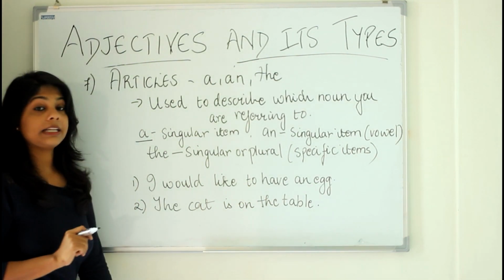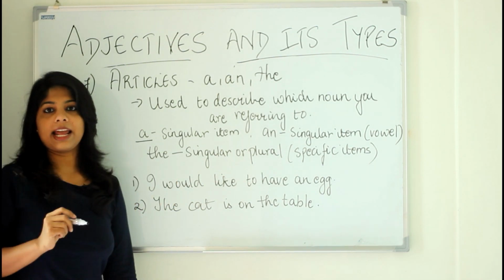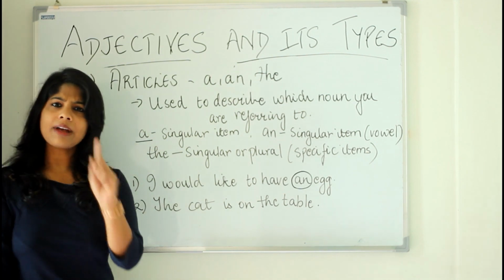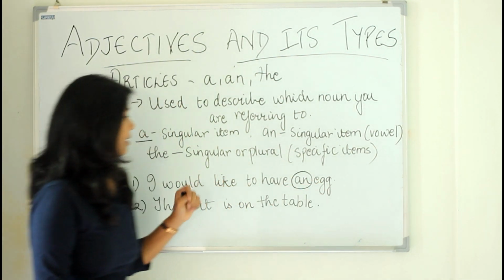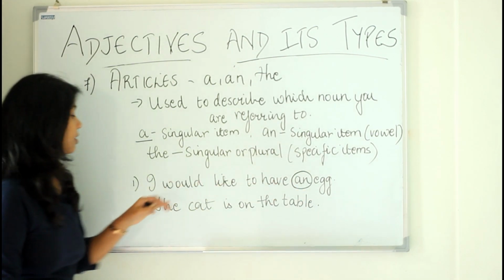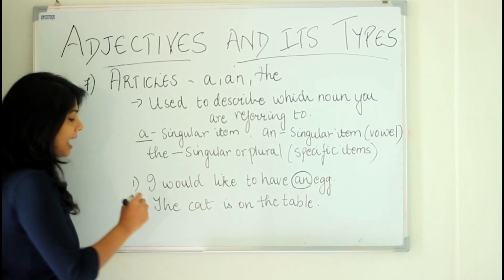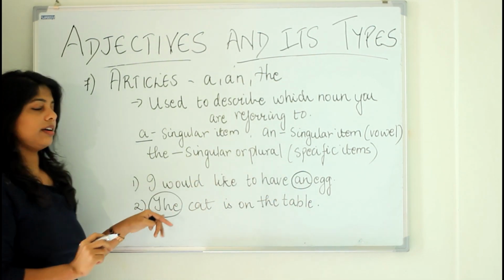Let us understand this with the help of an example. I would like to have an egg. Here, an tells you that I want to have one egg, any particular, nothing specific. Here, an is the adjective. The cat is on the table. The specific cat, the, is on the table. So, the here is the adjective.